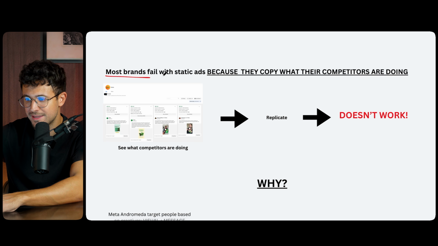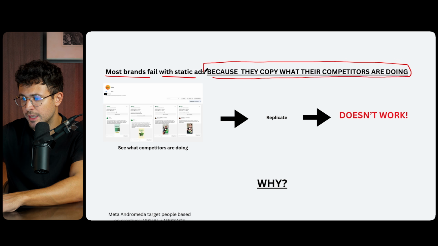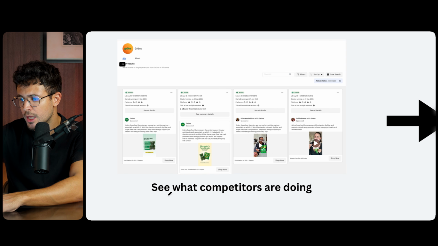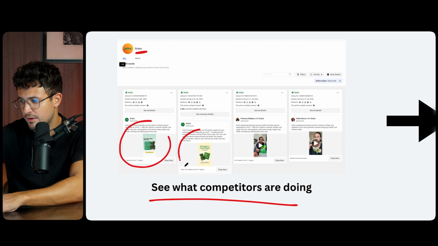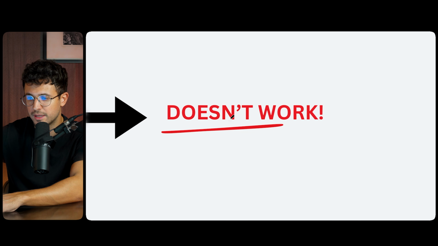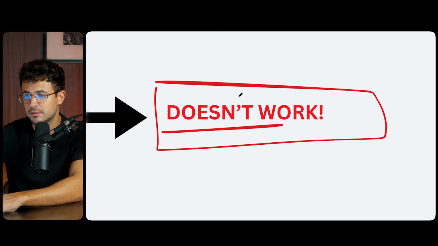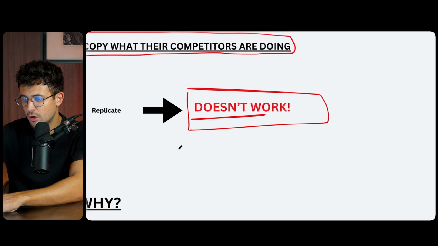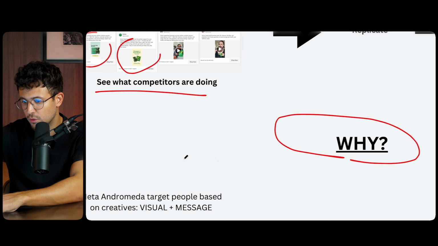Most e-commerce brands basically fail because they copy what their competitors are doing, and the process looks something like this. They see what competitors are doing, let's take this brand for instance, take some ads as a reference, and then they replicate, and something doesn't work for them. So basically these things don't work. They launch the ad, everything looks fine, but it doesn't work. Okay, so why is this basically happening and why should you not follow this process?